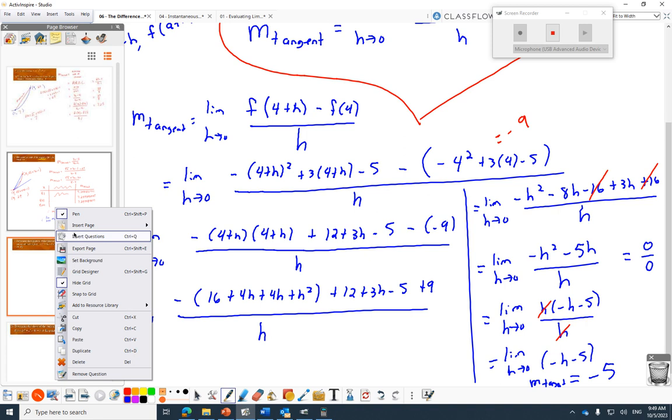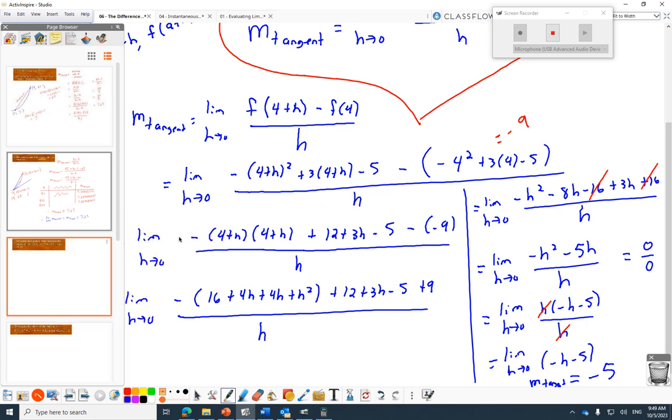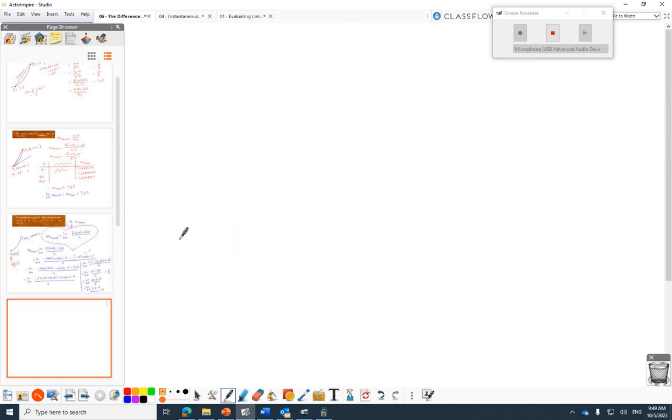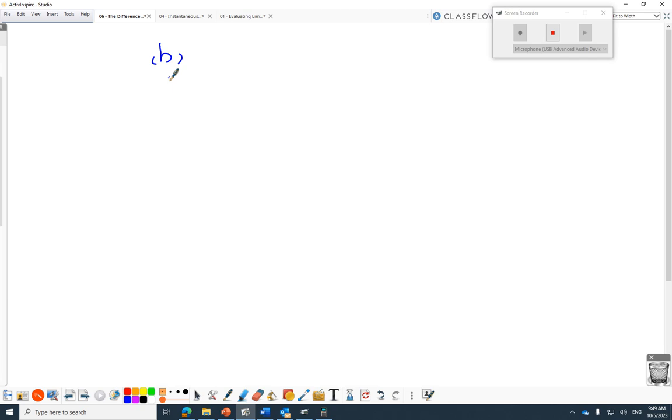Insert page, blank page after current. Did it work? Yes, it did. Now, the question didn't actually say part B, did it? I made that up to go part B. When it says find the equation of the tangent, step 1, get the slope of the tangent. M tangent equals, was it negative 5?